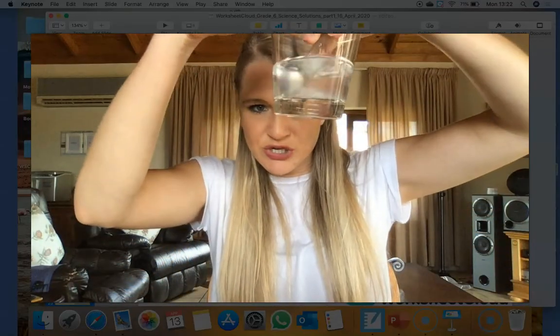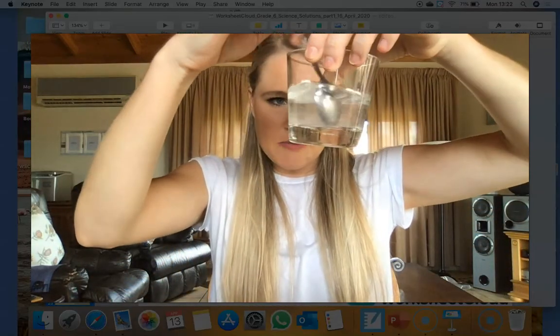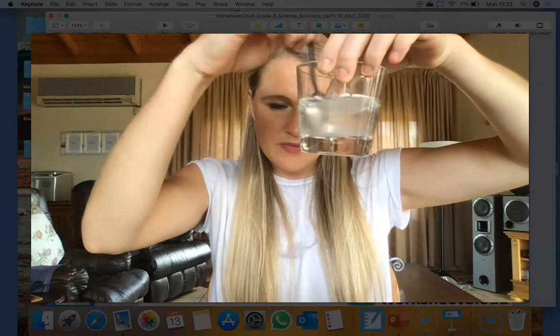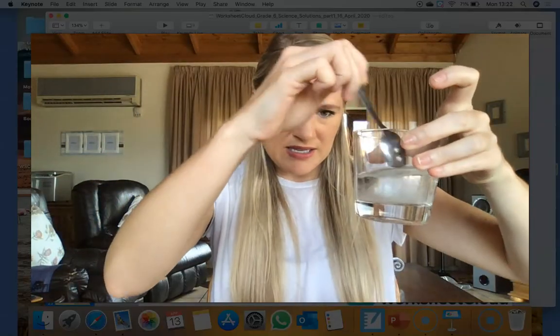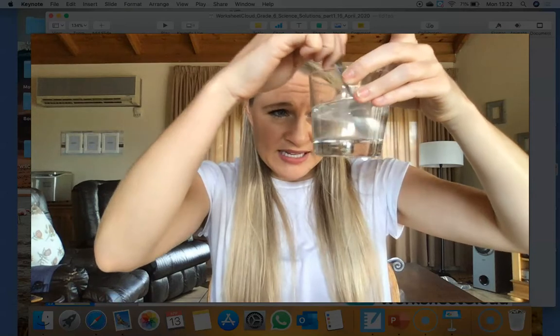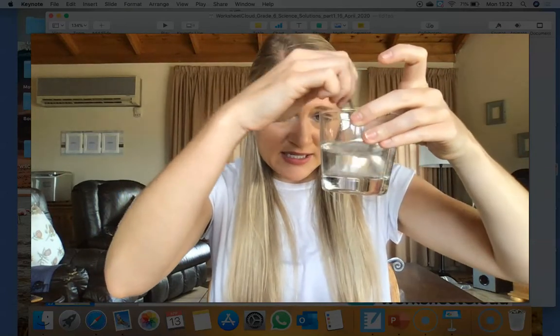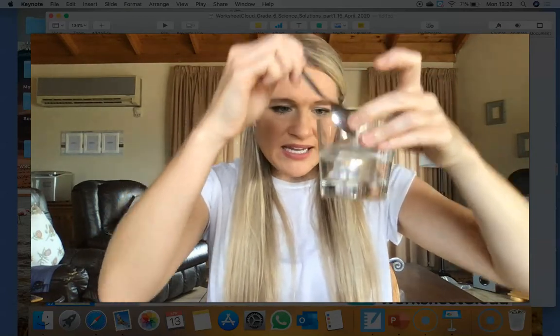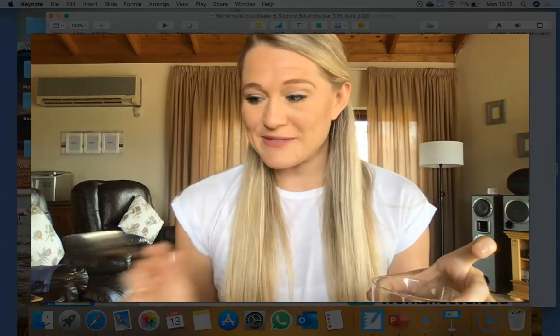As I am stirring, you can see that my particles are starting to get less and less. The amount of sugar is less and less. Now, an interesting situation has happened right now, and it's actually going to be what I'm going to be teaching you in our next lesson.